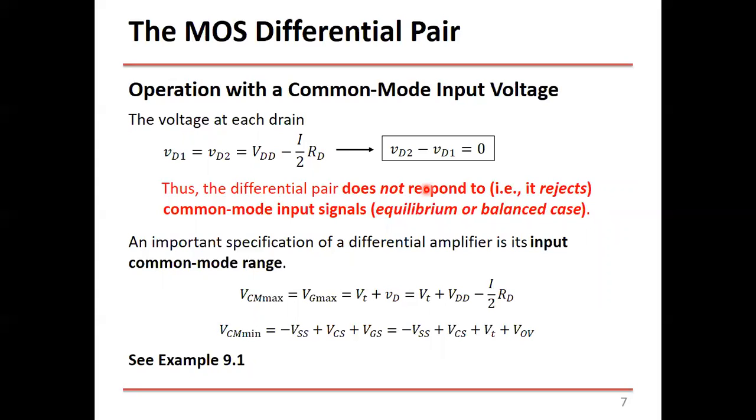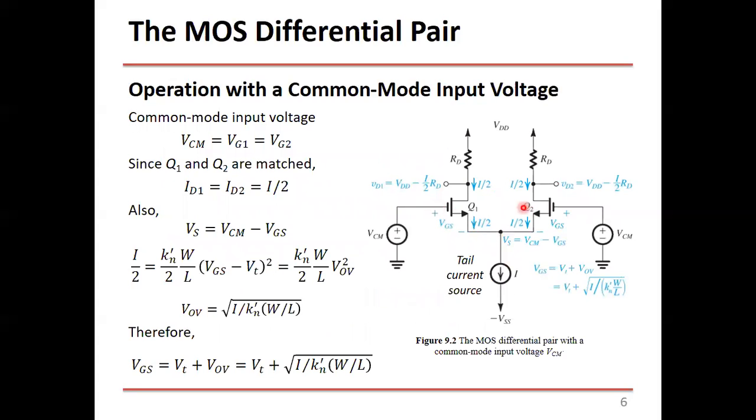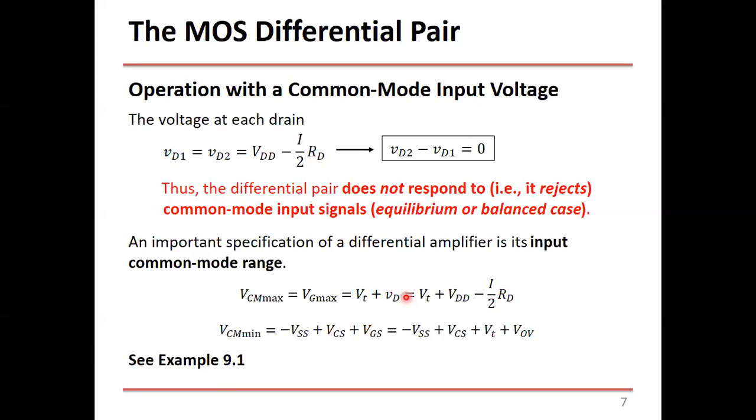Now, we need to find how much is the maximum and the minimum of the common mode input, the VCM maximum and the VCM minimum. So how much is the input here, maximum and minimum? Well, for the maximum, remember that VCM is the same as VG, right? So VCM max is the same as VG max, which is the same as V threshold plus VD. Why do we say that? Remember that VG is VT plus VD.